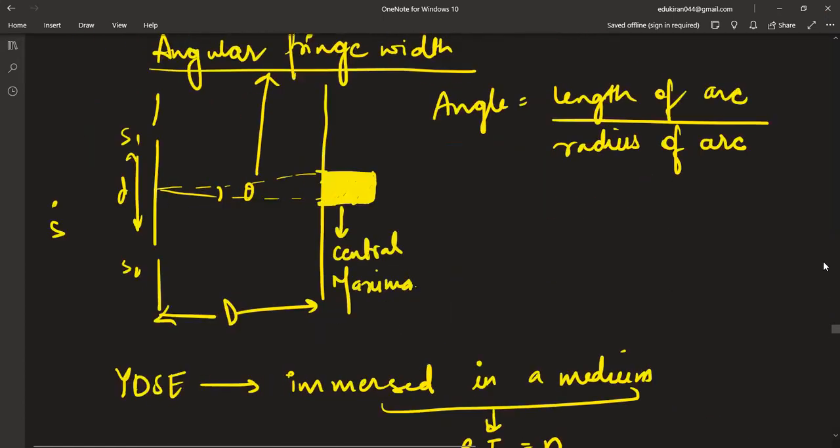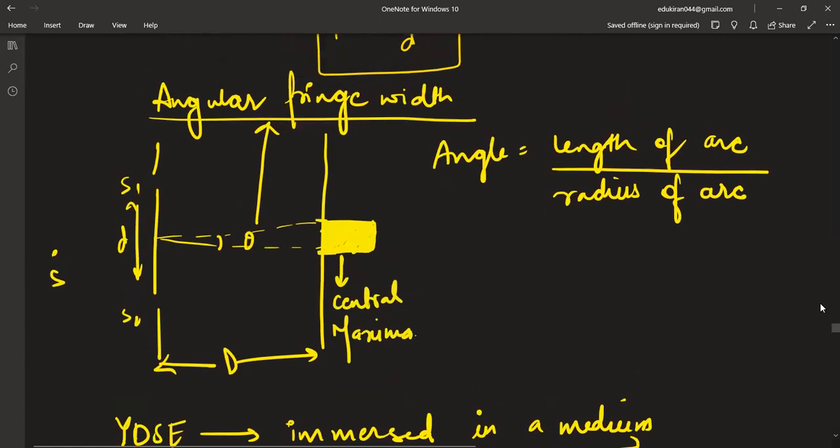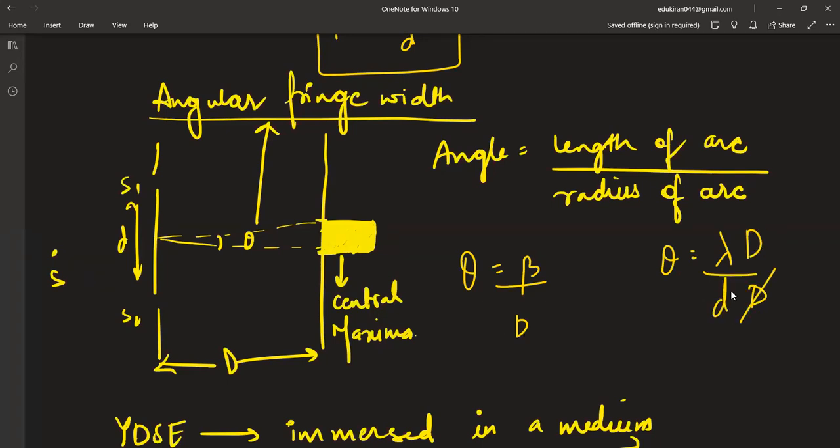All right, one more thing. If we have to find out the angular fringe width, meaning the angle that the central maxima is subtending at the screen, the angle is always given by the length of arc by the radius of arc. So theta is equal to beta by capital D. So theta is equal to lambda capital D by small d by capital D. So theta is equal to lambda by d.